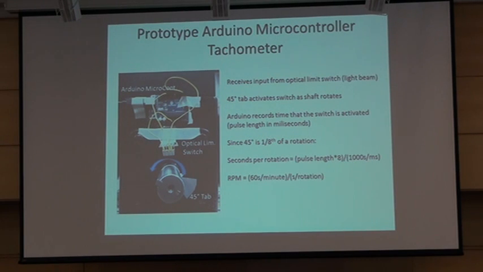So to get the rotational speed of this output shaft in RPM, since 45 degrees is an eighth of a rotation, you take the pulse width in milliseconds, multiply it by 8, and divide it by 1,000 milliseconds per second, which gives you the rotational speed of the shaft in seconds per rotation. And to transfer that into RPM, you just take the number that you got and divide 60 by that number, which cancels out seconds here and here. And you end up with rotations per minute. Rotation ends up on top.